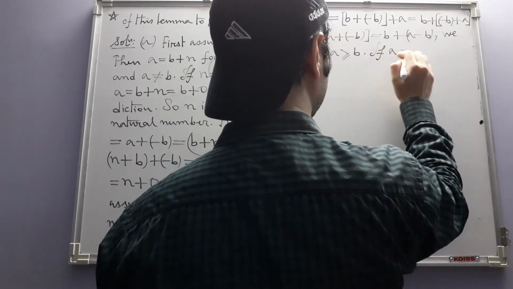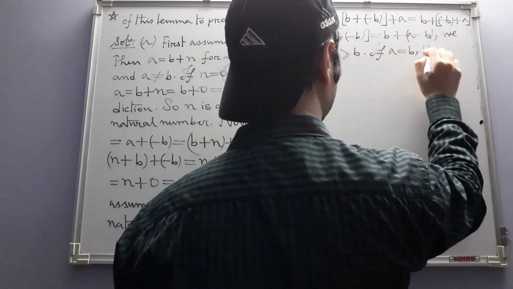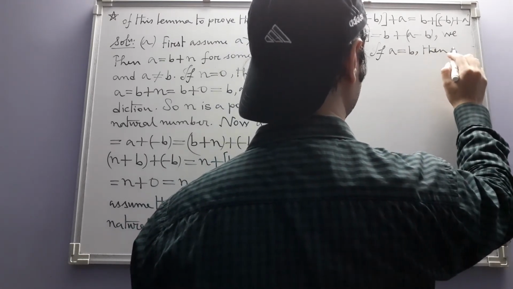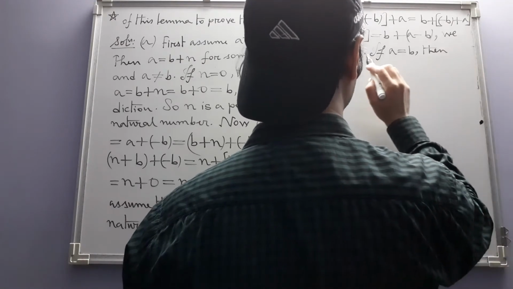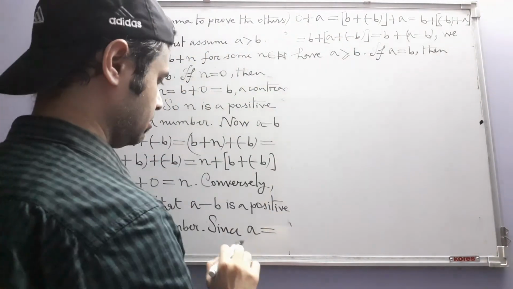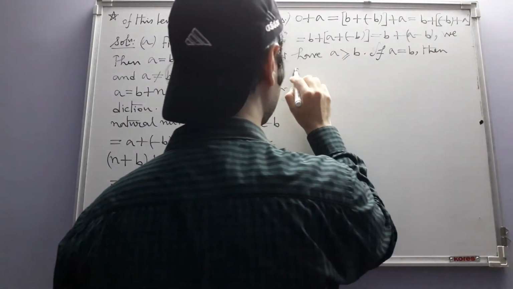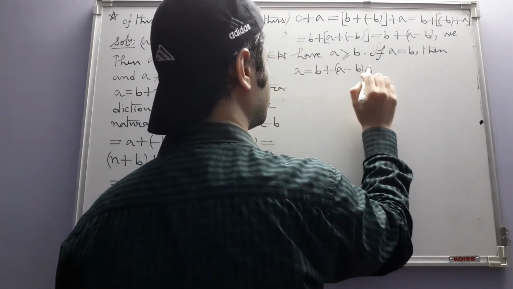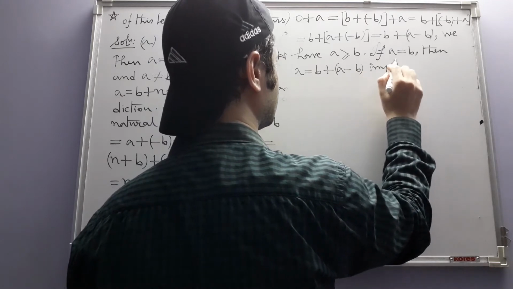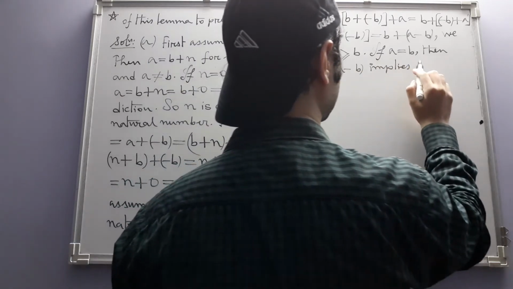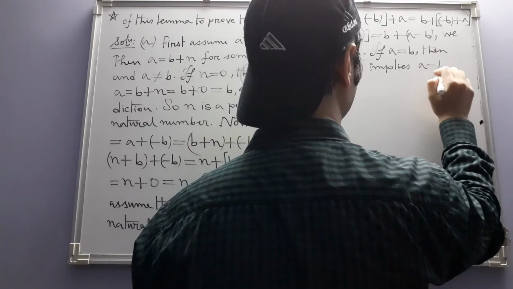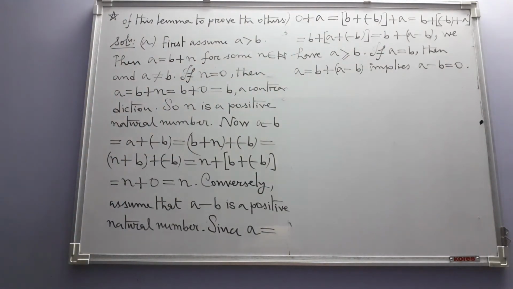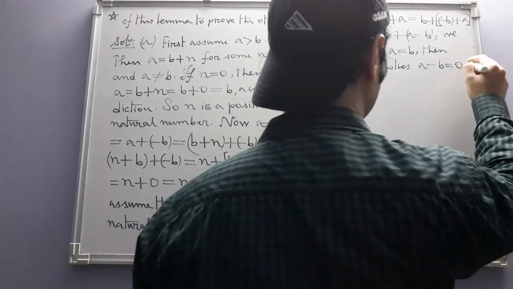Okay. If a is equal to b, then a minus b is 0, and that we are getting from here. Then a equal to b plus a minus b implies a minus b is equal to 0, a contradiction.